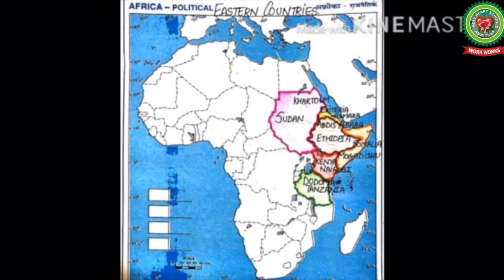The next country is Somalia. Its capital is Mogadishu. It has the longest coastline in the mainland of Africa. The people of Somalia are called Somalis. The next is Kenya and its capital is Nairobi. Kenya is best known for its landscape and the wildlife preserves.